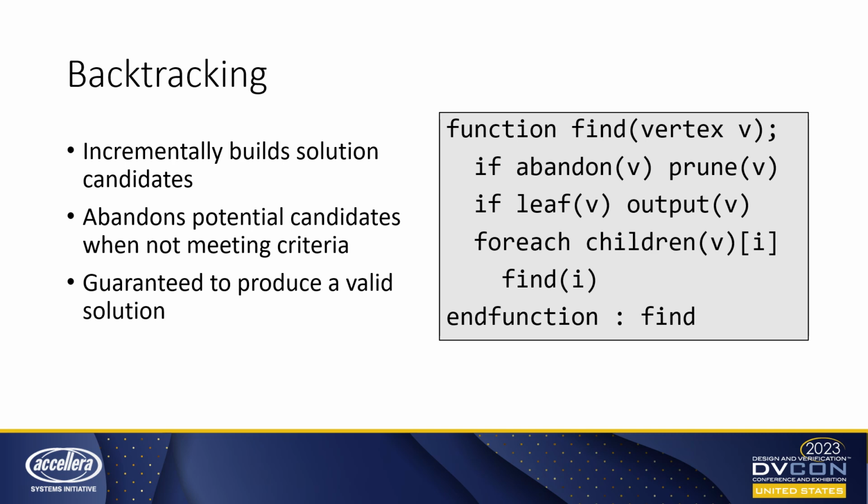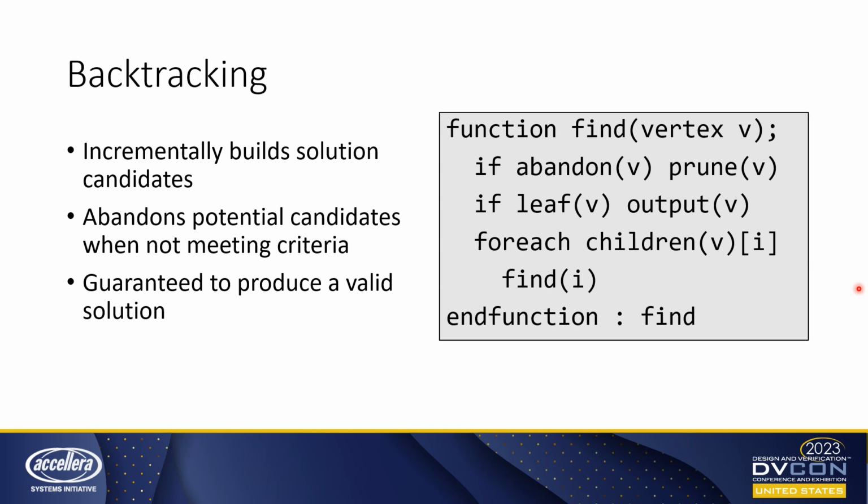For the vertex under evaluation, a candidate, we first check a reject or abandon condition, represented by the function abandon. If the candidate vertex fails on this condition, it is pruned from the tree, that is, removed from the solution space. If the vertex passes the condition, we must check whether we have reached a leaf cell, illustrated by the leaf function. If so, we return the solution with a function output, generally returning 1.